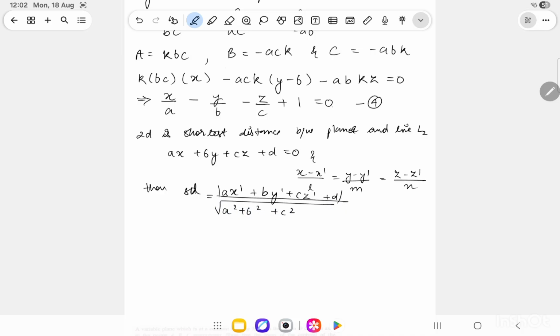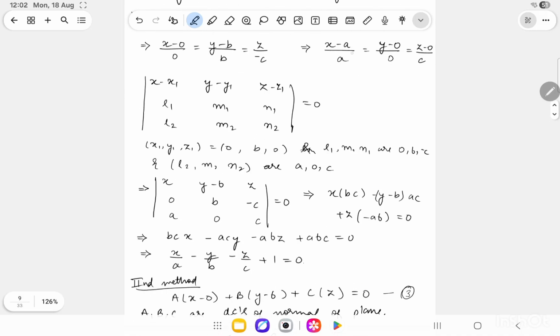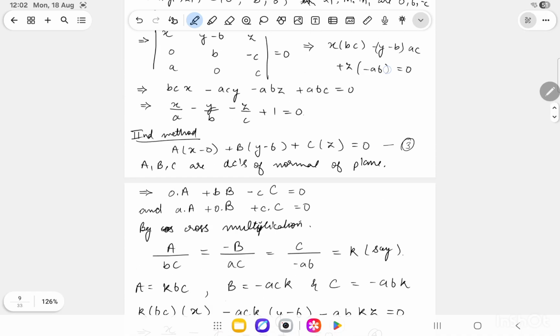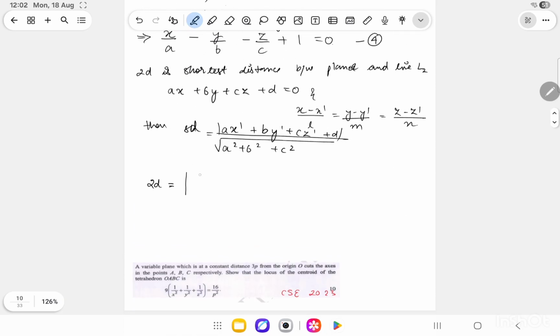So using this formula I will get 2D, because 2D is my shortest distance between the plane and line L2. My line L2 is passing through the point (a, 0, 0). So my shortest distance is |a/a − 0/b − 0/c + 1| divided by √(1/a² + 1/b² + 1/c²).